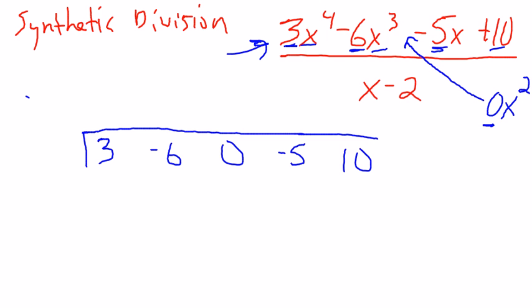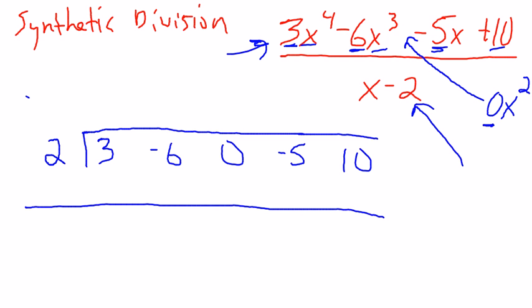So the next thing I do is I change the sign of that guy. It's currently a negative 2, so I'm going to change it to a positive 2. If it was something like x plus 5, then I would change it to minus 5. Now I draw a line like this, and I'm going to start the process of the synthetic division.